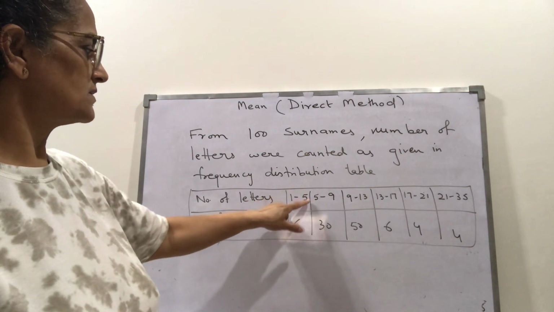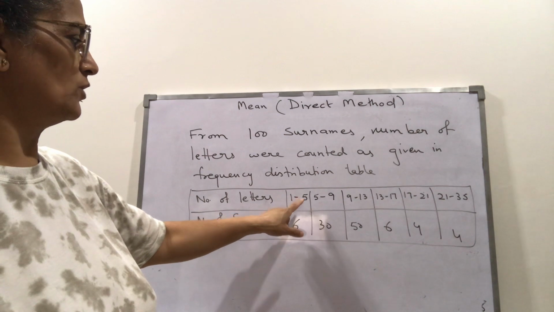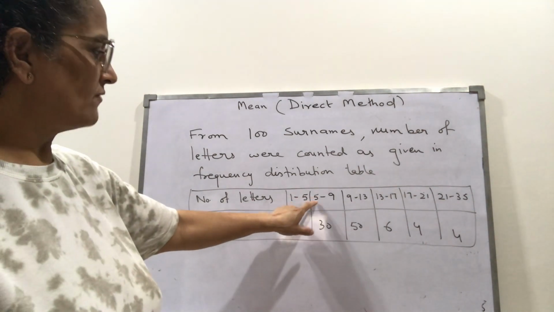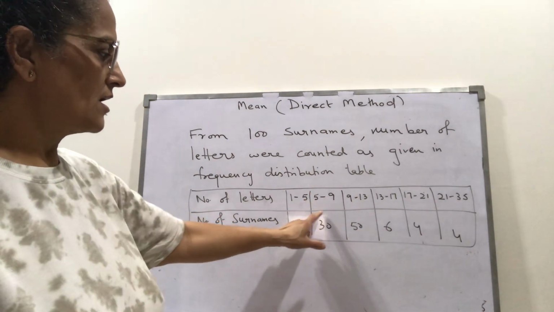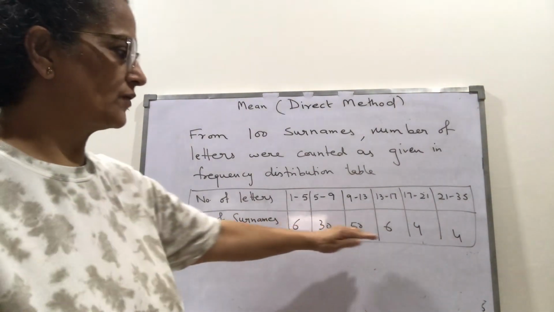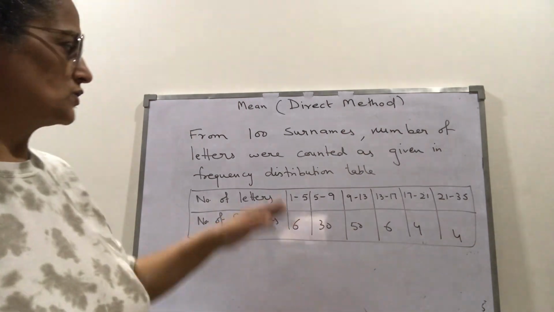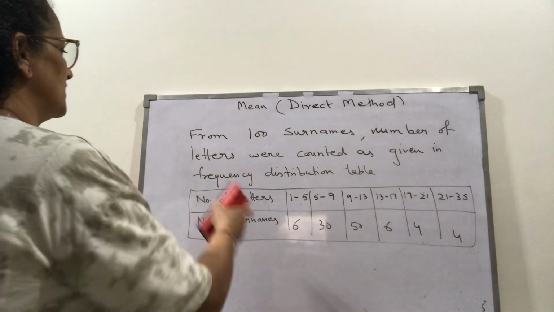How many letters? 1 letter, 2 letters, 3 letters, 4 letters, 6 surnames were counted. 5 letters, 6, 7, 8 letters, how many surnames? 30 are counted. So this is your frequency, and these are your class intervals. So let's put the table they have given in vertical form.